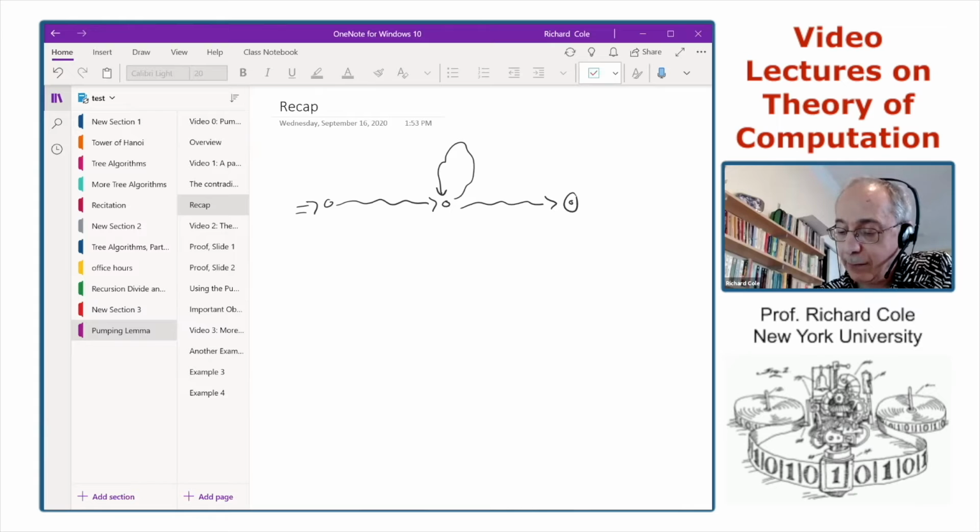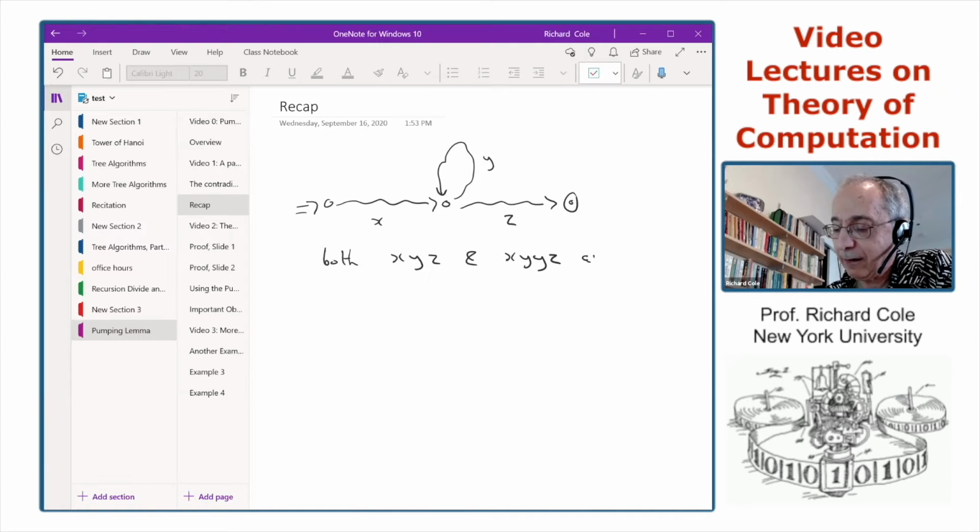And if we label these three pieces of the path by the strings that cause us to traverse them, namely x, y, and z, then what we know is that both xyz and xyyz are accepted. That's what is going to give us a contradiction.